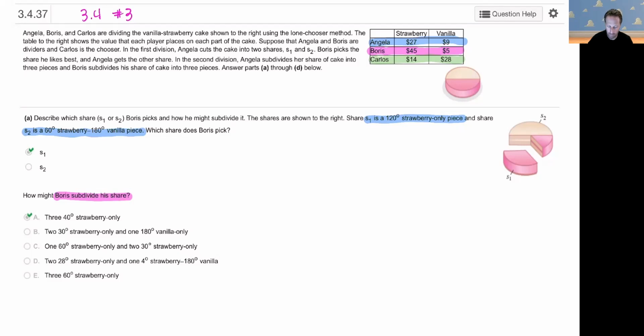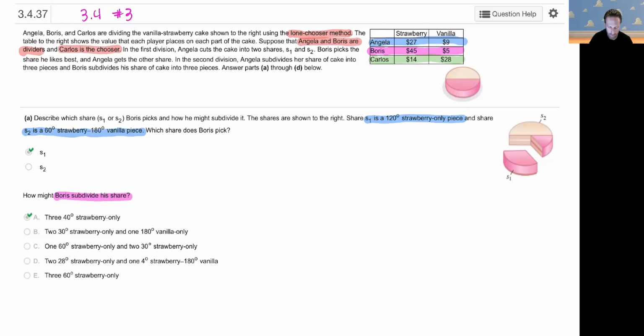All right, so a couple things here. I wanted to go over what the problem is stating, and then we'll go over each part. They're using Angela, Boris, and Carlos as A, B, and C. I've color coordinated those over here for you, and you can see their breakdown in value for each of the two halves of this strawberry vanilla cake. We're going to use what is called the lone chooser method, so I'll highlight that as well. And we're going to have Angela and Boris be the dividers and Carlos be that lone chooser.